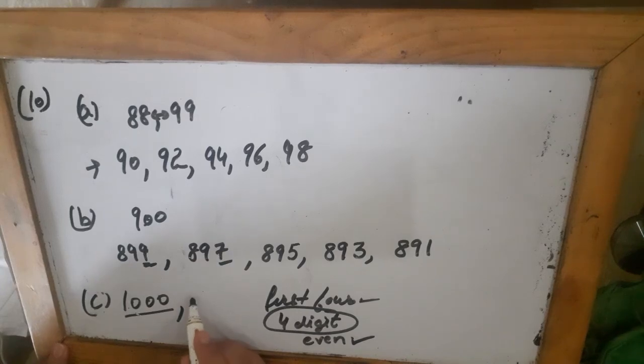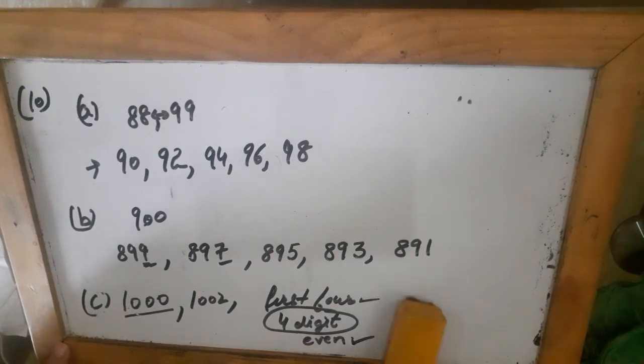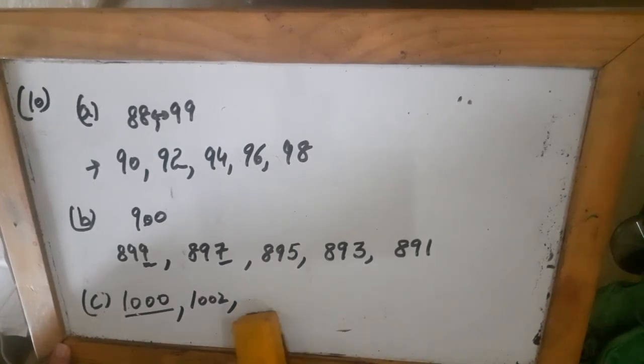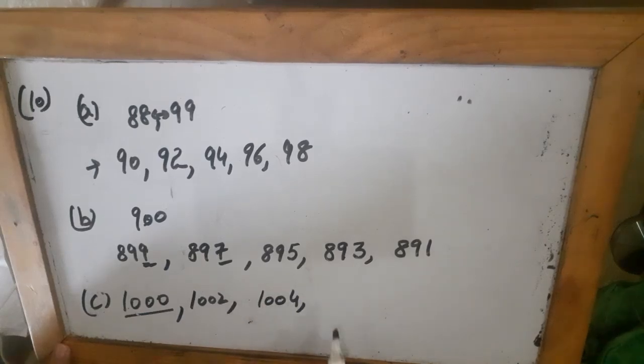After that, which is the even number? 1001 is odd, so 1002 is the next even number. Then 1003 is odd. Now the next even number will be 1004. Then 1005 will be odd, and then 1006. So these are the first 4 even numbers with 4 digits.